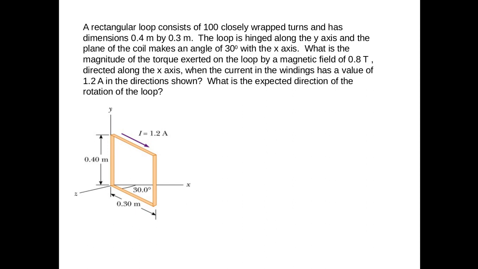So we have a rectangular loop of 100 closely wrapped turns. So this is actually a coil, a current carrying coil, and we're going to use that expression for torque, which is the current passing through the loop times the area that the loop makes times the magnetic field times the sine of the angle between the area vector and the magnetic field vector.